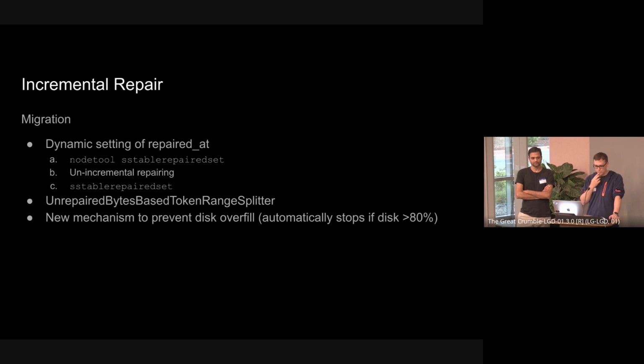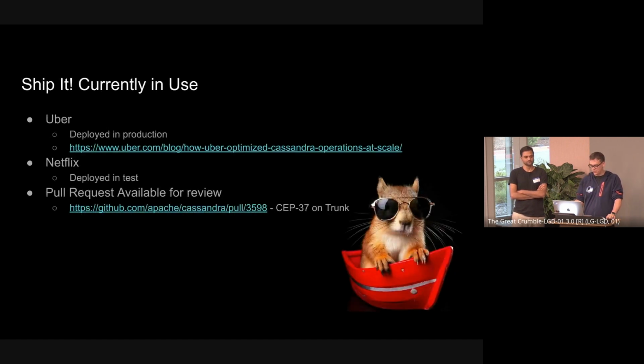And then also, because incremental repair has that ability to cause you to run out of disk by having those two different buckets, having a way to prevent running out of disk, and just failing out and quitting, is kind of an important fail safe for that migration.